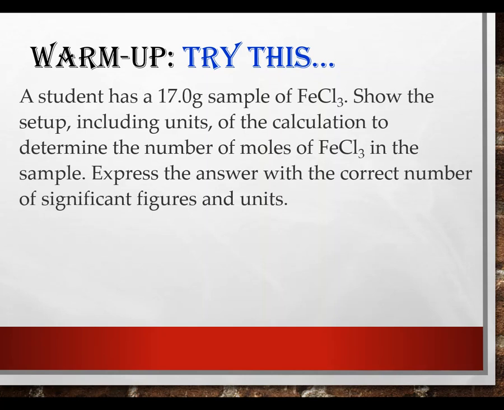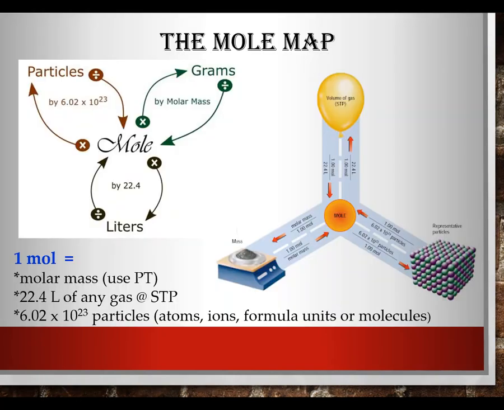Now, if we're looking at our problem here, we have a 17 gram sample of iron(III) chloride, and we're looking for the number of moles. So what we need to think here is we've got grams, we've got moles. What is the conversion that needs to take place? We need to be looking at molar mass. So let's review our conversion factors using the mole map here real quick. Make sure we understand where we're getting our molar mass from.